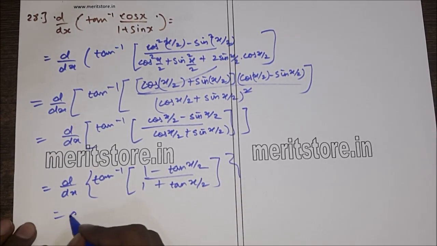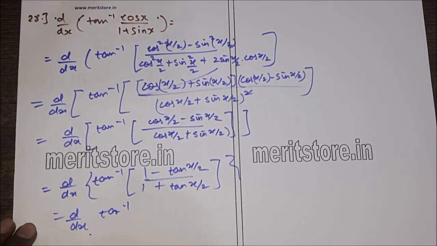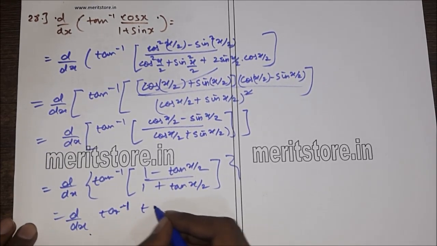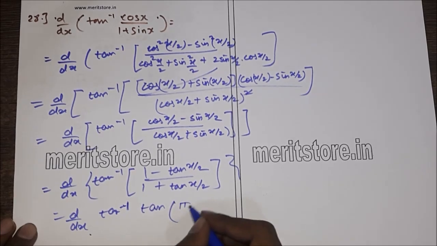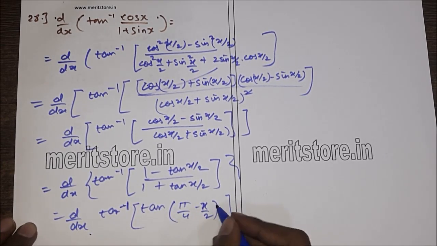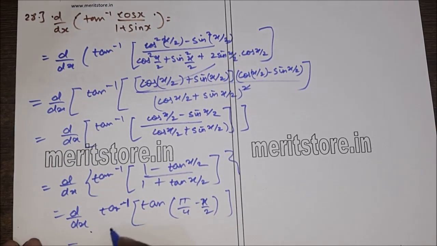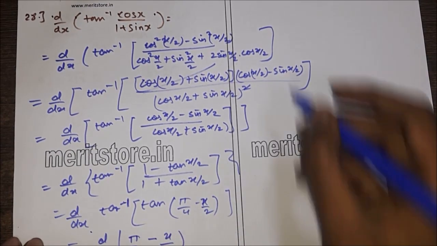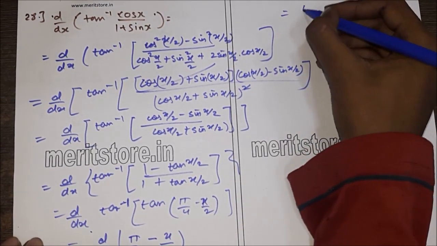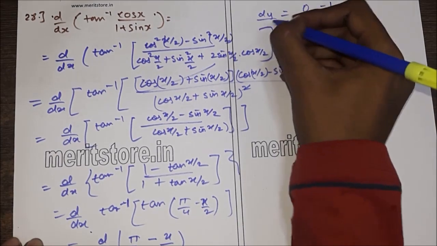So this is the formula for tan of pi by 4 minus x by 2. So this is tan inverse of tan of pi by 4 minus x by 2, which is pi by 4 minus x by 2. So we are left with d by dx of pi by 4 minus x by 2. So the first term is a constant, so it is 0, and the derivative of minus x by 2 is minus half. So dy by dx is minus half.